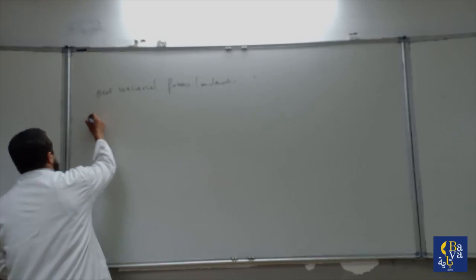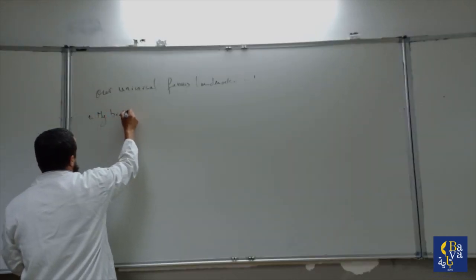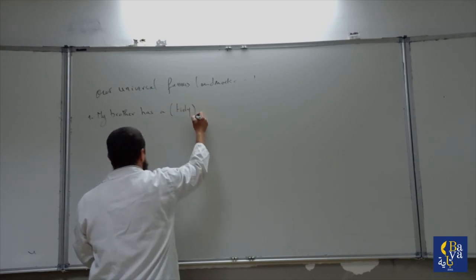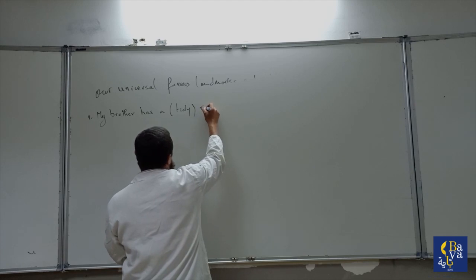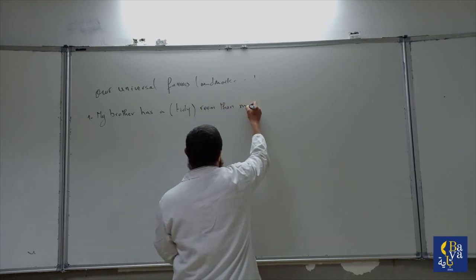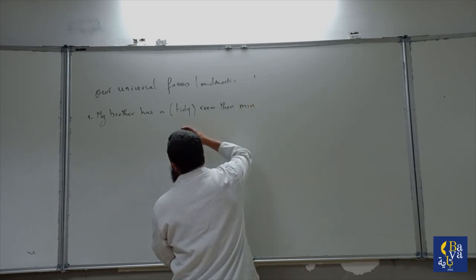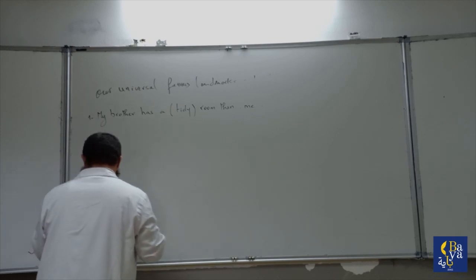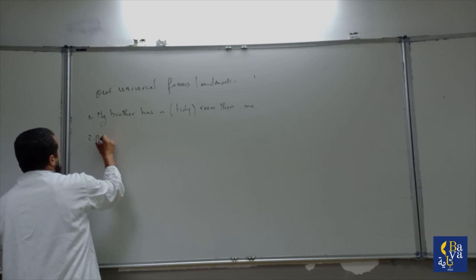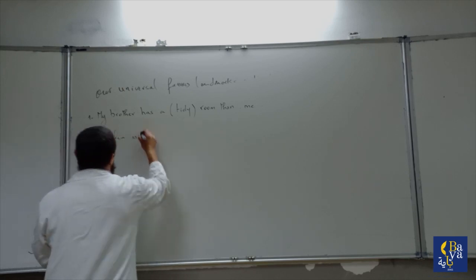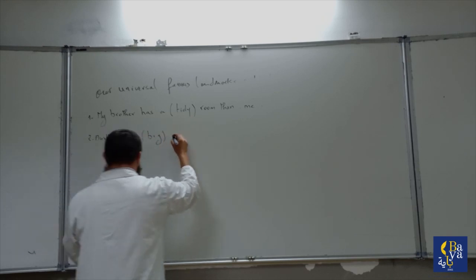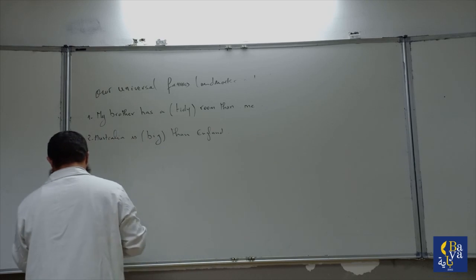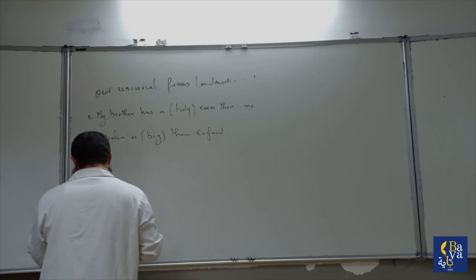Short exercise. One: My mother has a tidy room and fine, or tidier than me. Two: Australia is, and we have the adjective big, than England. Chinese.